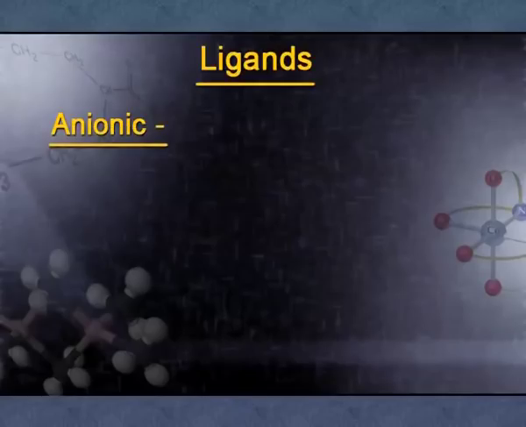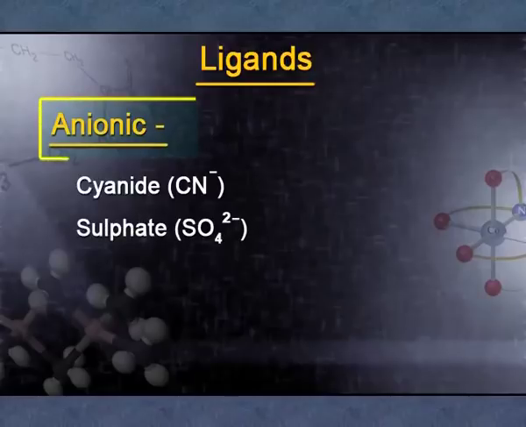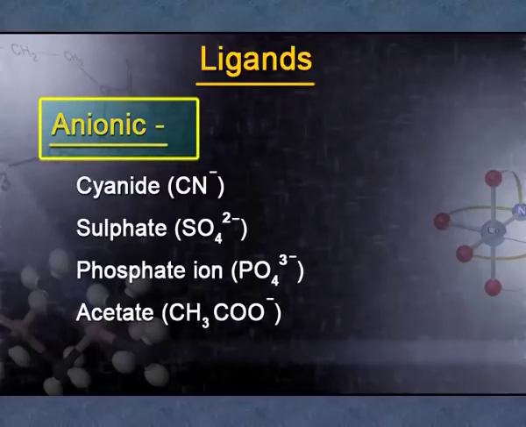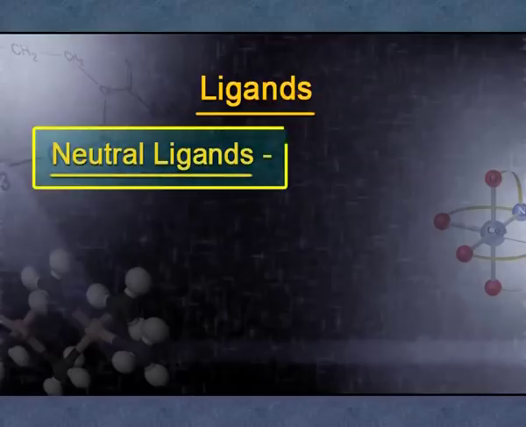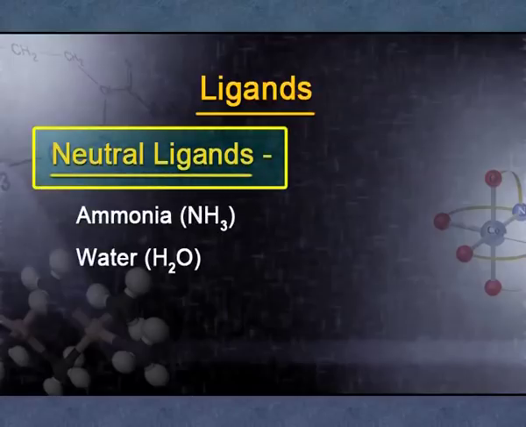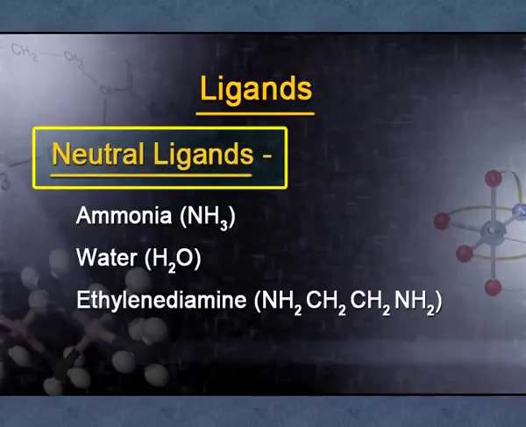So on the basis of charge, we can divide the ligands into three categories. Anionic ligands have a negative charge, say cyanide ion, sulfate 2- ion, phosphate 3- ion, acetate ion. All these come under the category of anionic ligands. The second category is neutral ligands, having no charge, like ammonia, water, ethylene diamine. They don't have charge, so these are known as neutral ligands.